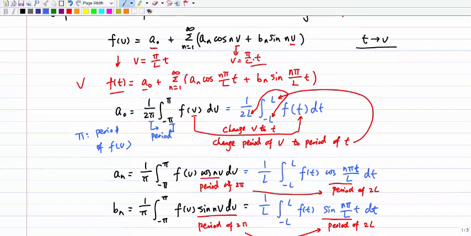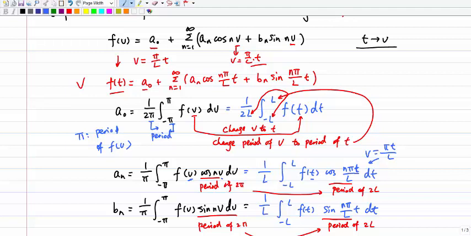So for an, that's quite similar. For an, I also want to change the variable from f(v) to f(t). But if you change v, you have to change all v, because I have two places, not just this v. I change it to t. I also change this v to cosine n pi t over L, because v is pi t over L. If I change this one, I change it here again. Also, I change the integration limits because the period is from negative L to L. And also, the factor is 1 divided by L.